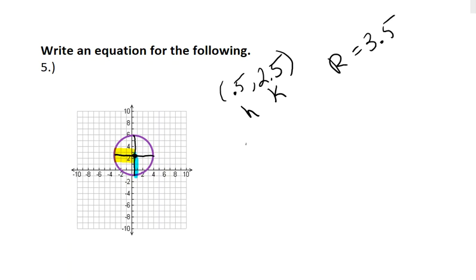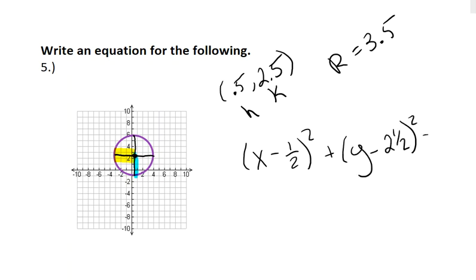And again, we're just going to plug that in. (x minus half, or 0.5, whatever you'd like to use) plus (y minus 2.5) squared. And that's going to equal 3.5 squared. 3.5 is 7 halves. And if we square that, that's going to be 49 over 4.